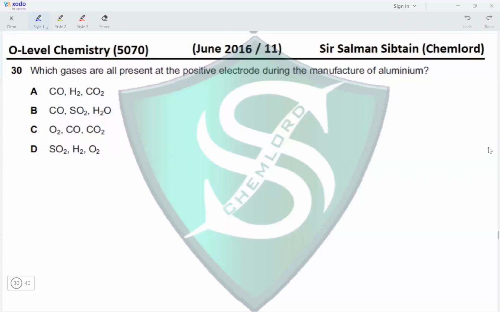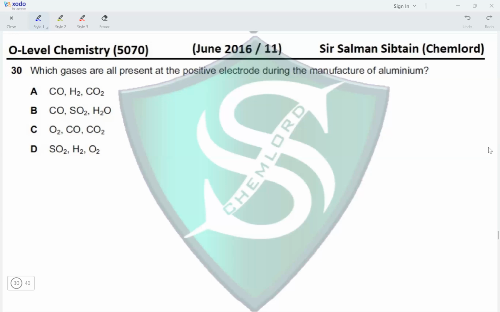Question 30. Which gases are all present at the positive electrode during the manufacture of aluminum? So the positive electrode is the anode, and anode has oxygen being produced. So oxygen gas would be there. Anode is made up of carbon. So the carbon at the high temperature used burns away in oxygen, producing, if it is complete combustion, carbon dioxide, and if it is incomplete combustion, it produces carbon monoxide. So the gases present are oxygen, carbon dioxide, and carbon monoxide.